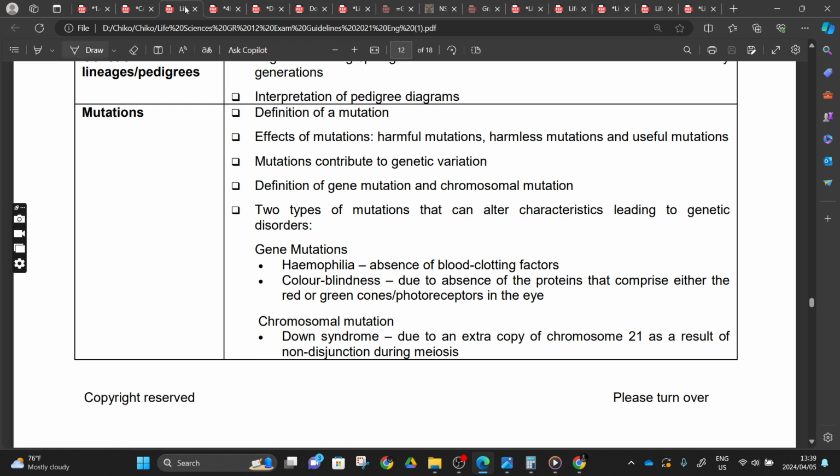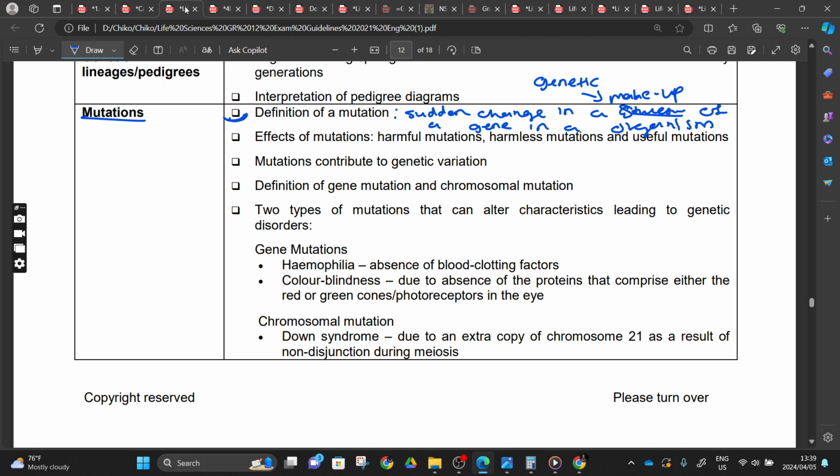We did mutation. For a small revision, we defined mutation previously, right? We said a mutation is a sudden change in the structure of a gene in an organism. There's a change in the genetic makeup, or you can say a change in the genetic composition. We talked about this, right?